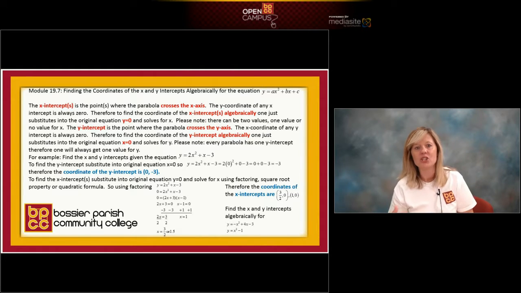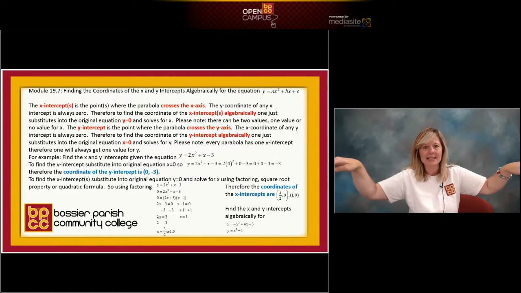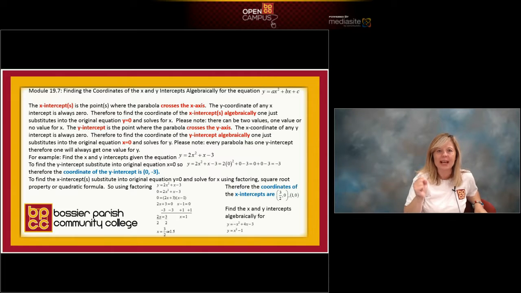So we have to think about the definition. An x-intercept means where the parabola would touch the x-axis. And if you're a point on the x-axis, that means you're never moving up or down. So if you're an x-intercept, your y value will always be 0. And we saw that a minute ago. In the previous video, our x-intercept was (2, 0). So the y value was 0. So that's how we're going to algebraically find an x-intercept. To find an x-intercept, you take your equation and substitute for y, 0, and then solve it for x.